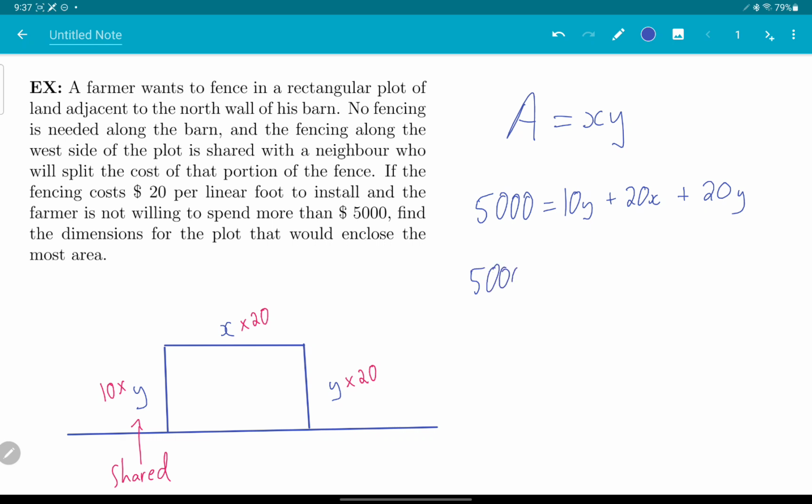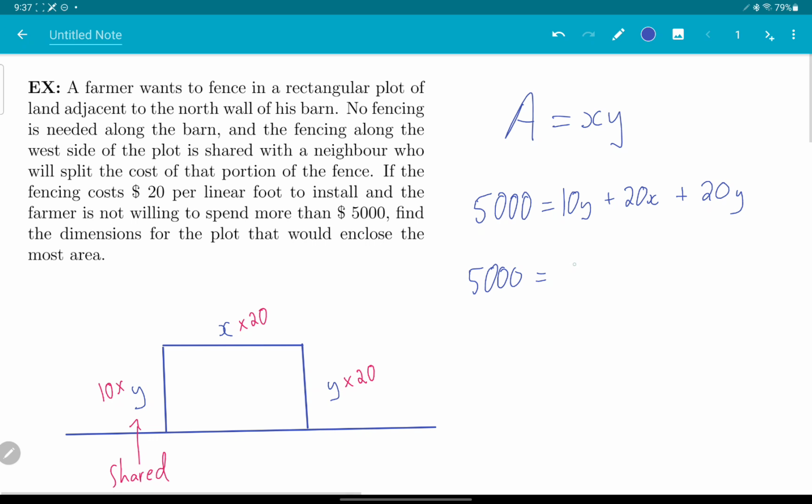Okay, simplify. Collect like terms. 20x plus 30y. I got some extra zeros there. I'll divide by 10 just to clean this up a little bit. Okay.